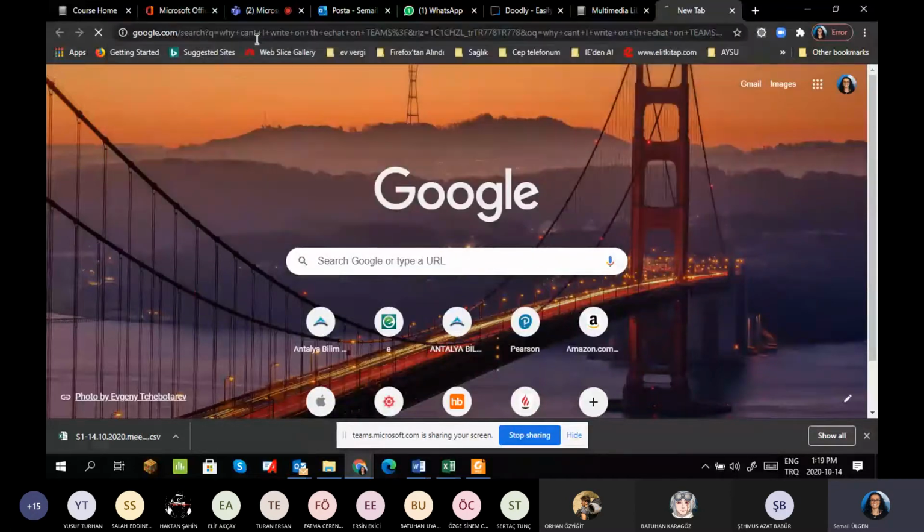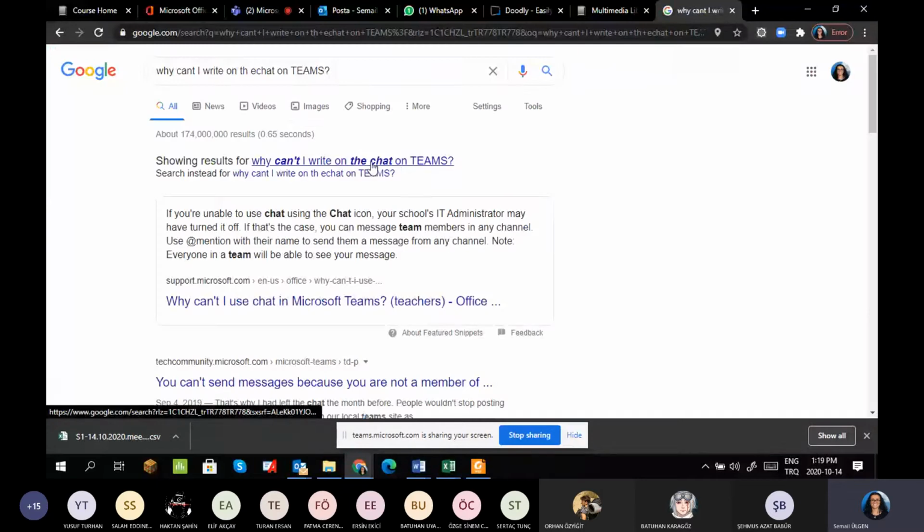We can ask that, and then I'm sure we can get some answer. Why can't I write on the chat? Because I'm getting this question over and over. If you're unable to use chat using the chat icon, your school's IT administrator may have turned it off. If that's the case, you can message team members in any channel. Use mention with their name to send a message from any channel.